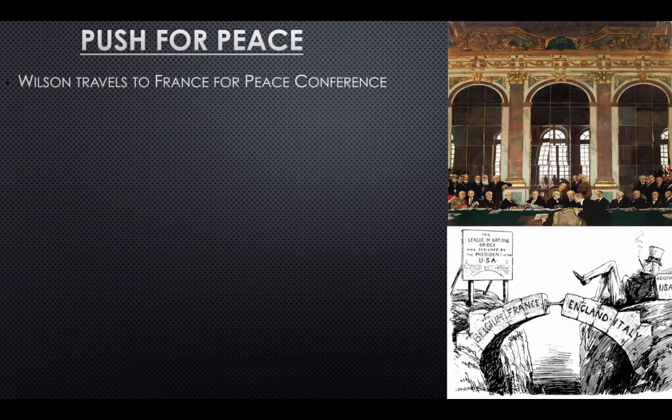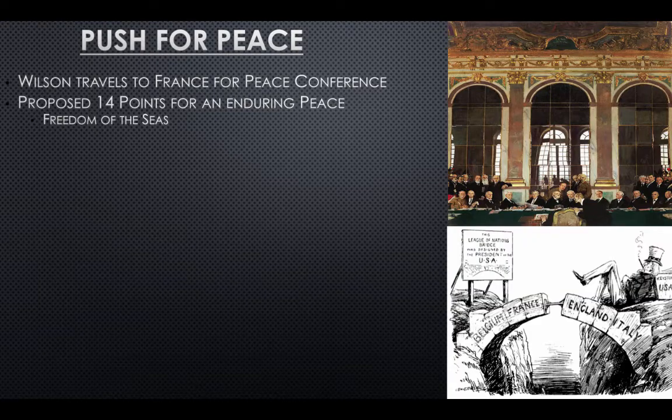So, push for peace. Wilson is going to travel to France for the peace conference at the Palace of Versailles, pictured here, the Hall of Mirrors. And he will propose 14 points for an enduring peace. So you don't need to know all 14 points, but some big ideas are freedom of the seas, so that idea of not getting attacked by ships for shipping with other countries.